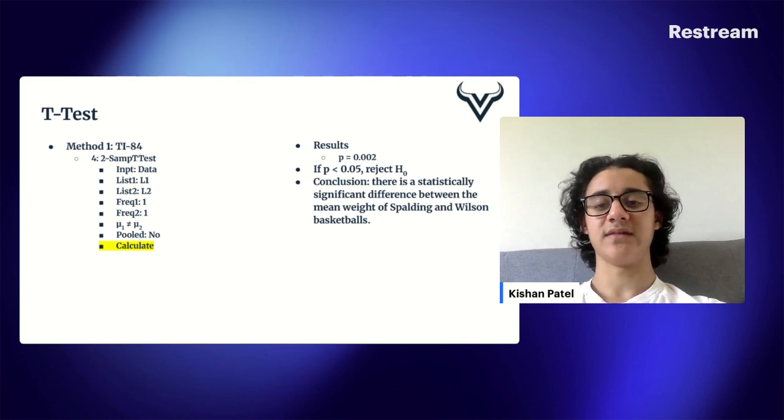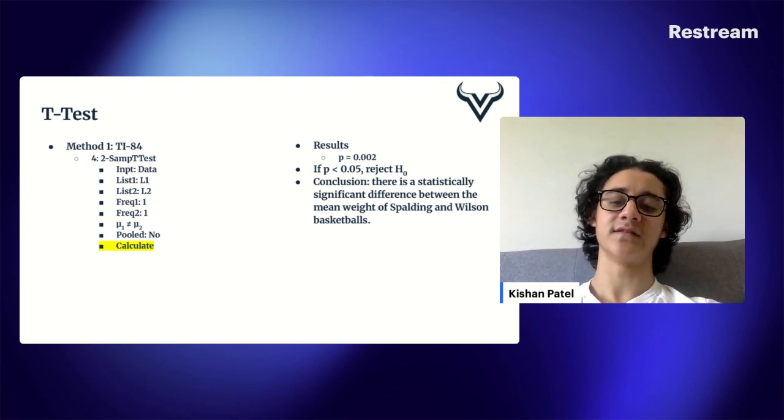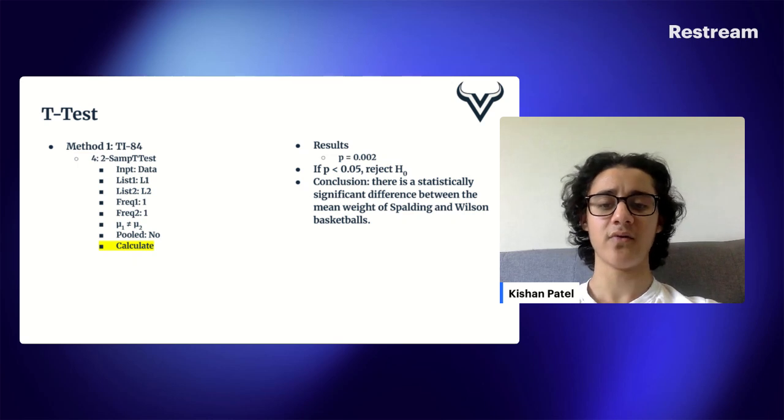This means that the means do not equal each other. That's what we want to test. Not that one is greater than or less than the other. This is something called a two-tailed test. This is not a pooled test, so you can say no, and then click on calculate.